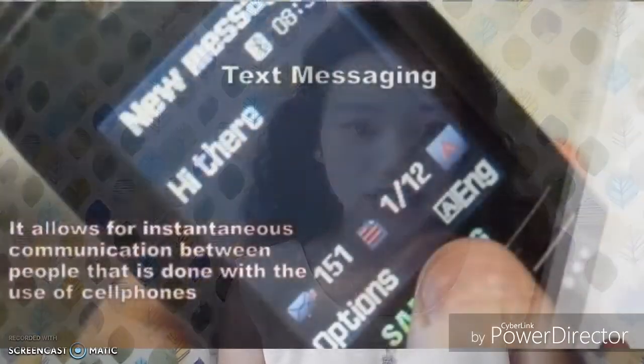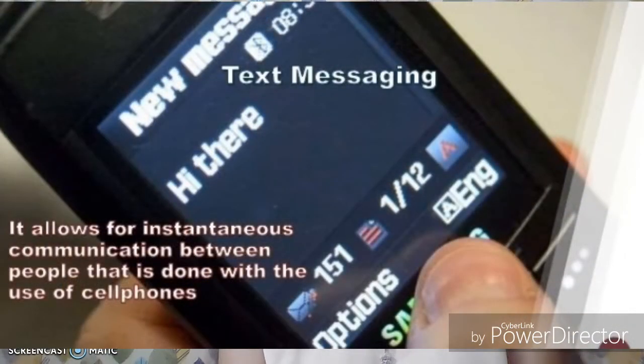So the next one is text messaging. Text messaging allows for instantaneous communication between people that is done with the use of cell phones. And the next one is the video conference.